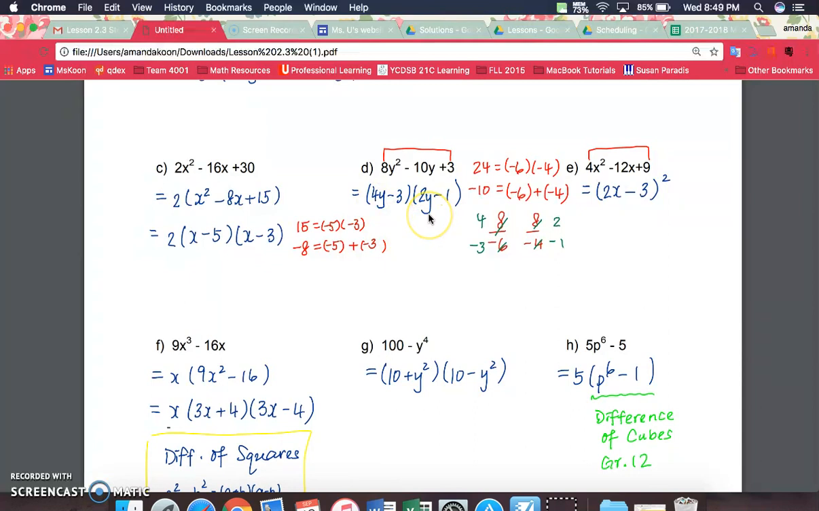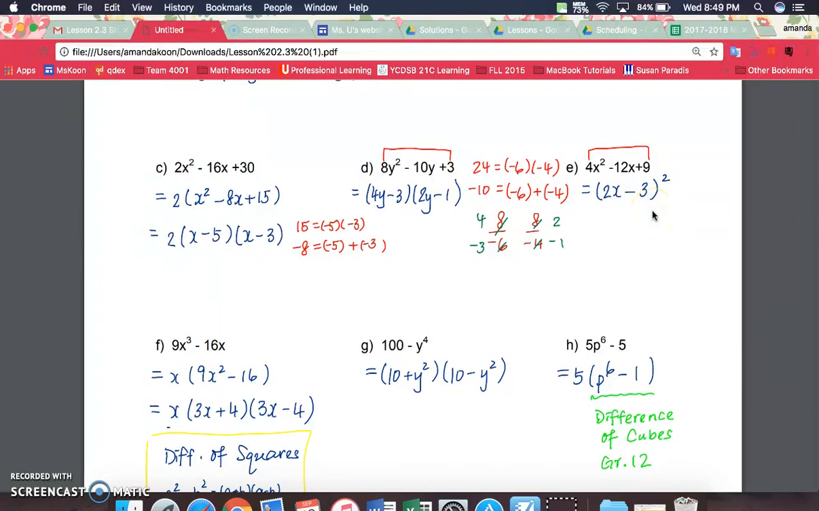4y times 2y, 8y squared. 4y times negative 1 is negative 4y. Minus 3 times 2y, so negative 6y, so negative 4y minus 6y does give us negative 10y. And then negative 3 times negative 1, that's positive 3.